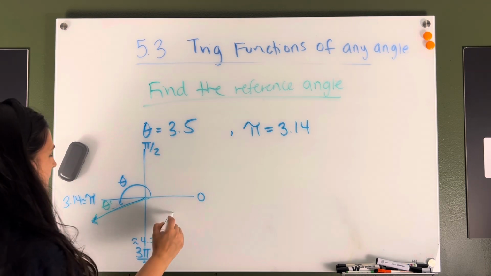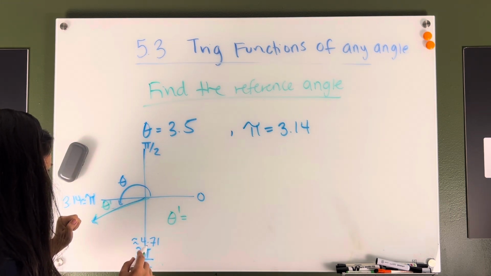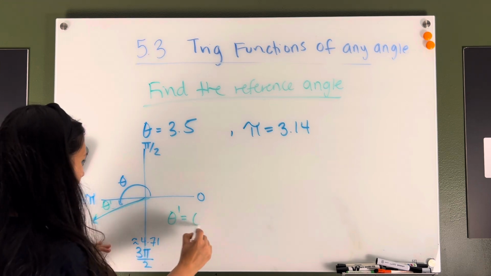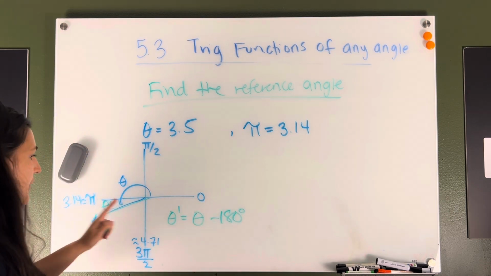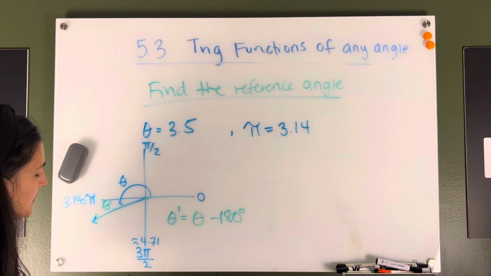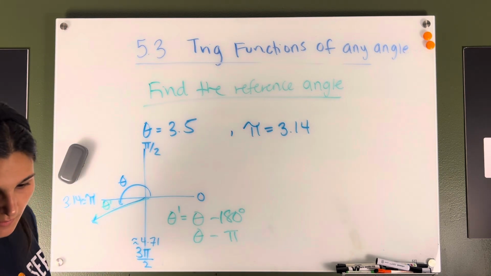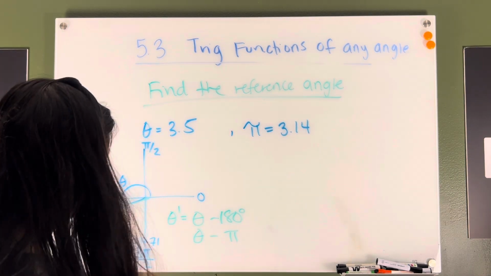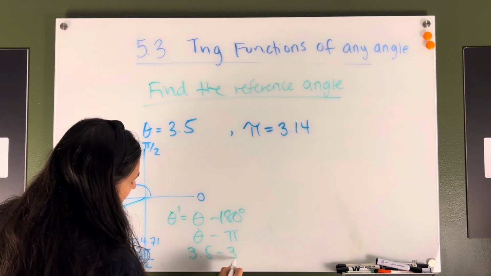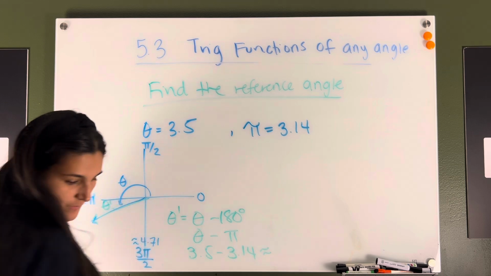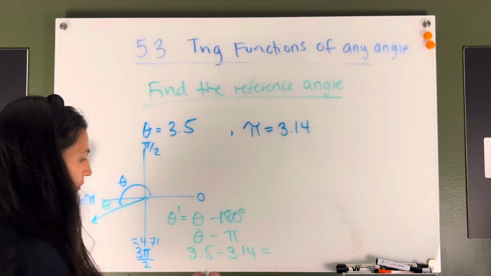Okay, so how would we get that? So theta prime is theta, which is everything, minus 180 degrees, which is the line. Now because this is given to us in terms of pi, we would want to use theta minus pi. Well, theta is given to us as 3.5. 3.5 minus pi, which is 3.14, is approximately, you would have to round, 0.3584.